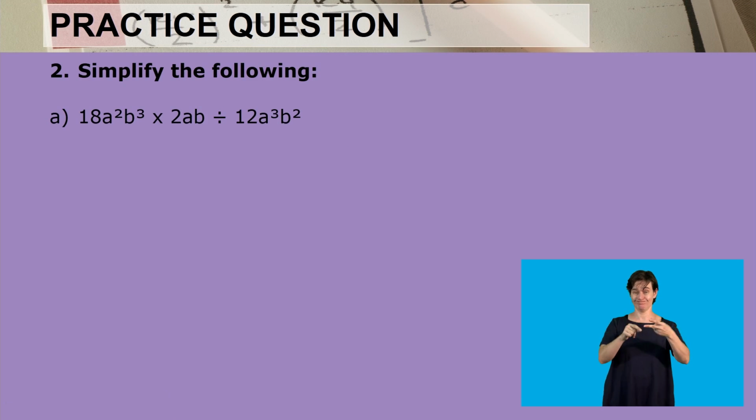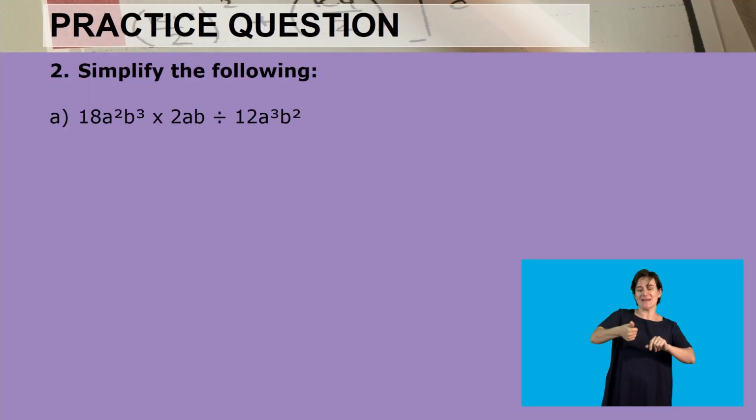The next question is: simplify the following. We have 18a squared b cubed multiplied by 2ab divided by 12a cubed b squared. The first thing we need to do is follow the order of operations, and it says we multiply first before we divide. So we start with multiplying 18 and 2, which gives us 36.